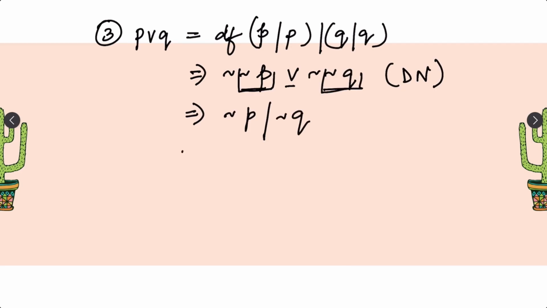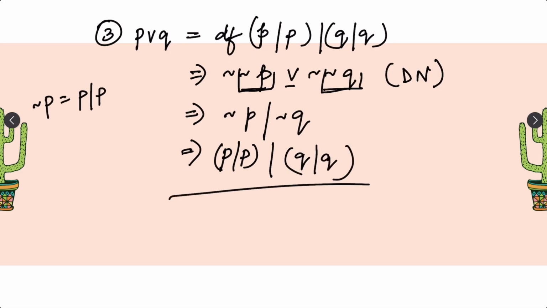Now moving to the next part, we already know the formula: for negation p we have p stroke p. So simply you will write p stroke p, stroke, and then q stroke q.